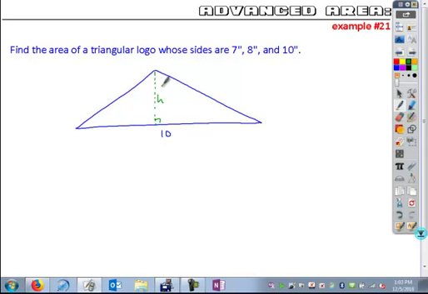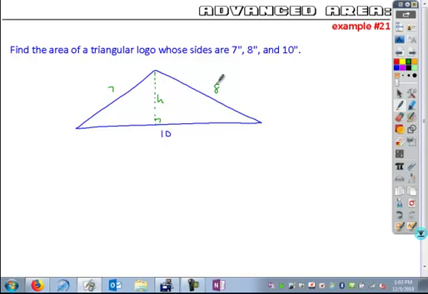If I use 7 or 8 as my base, then I don't know if I need to extend the triangle out. But if the longest side is my base, then I know there's no way I need to extend out, because I'm not going to have an obtuse angle where this intersects. Okay? So this is the first step. Next, I can go ahead and label my other two sides. I'll call this 7 and 8.